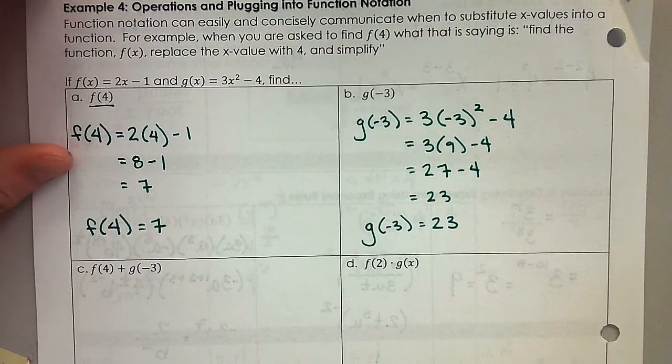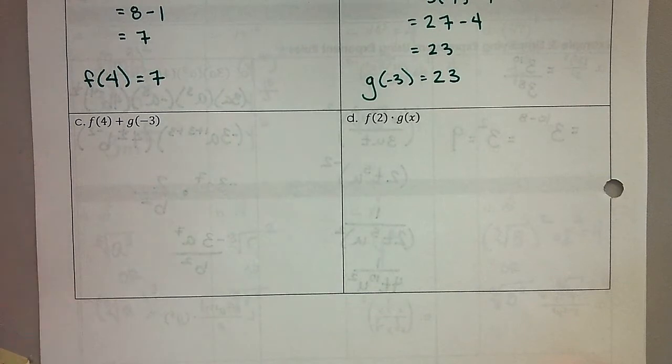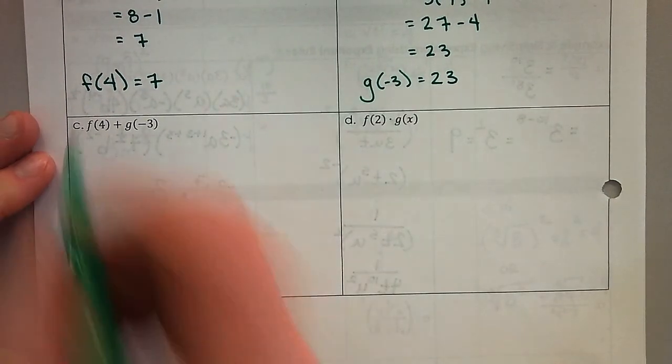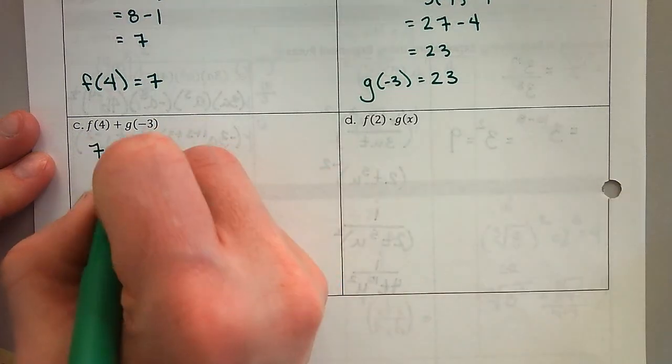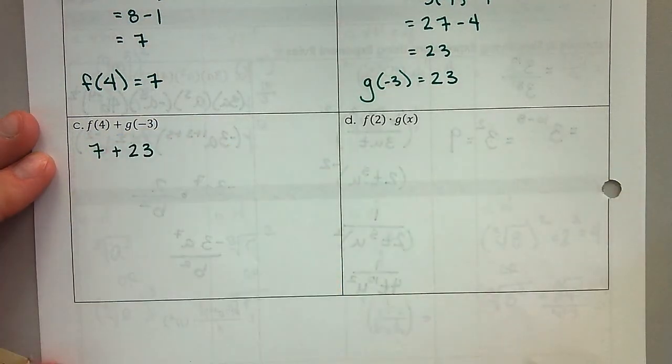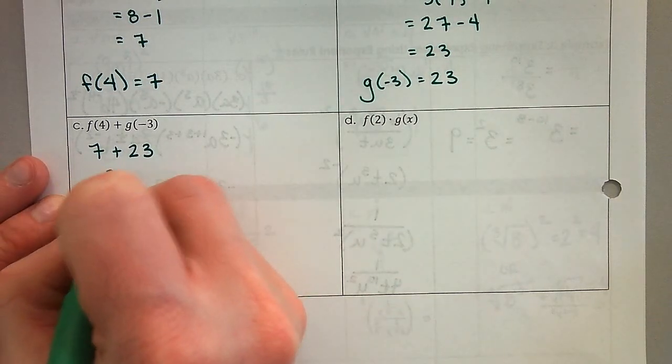Okay, looking at C, I have f of 4 plus g of negative 3. Well, we already did both of those operations. F of 4 is 7. G of negative 3 is 23. So f of 4 plus g of negative 3 is what? 30.